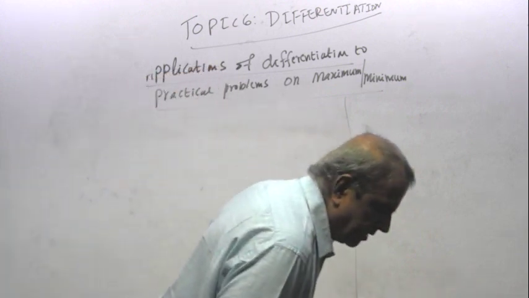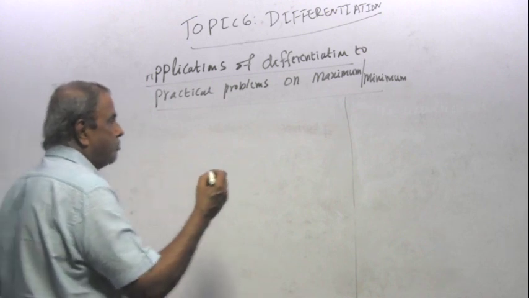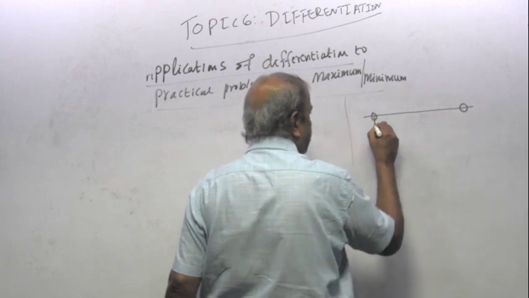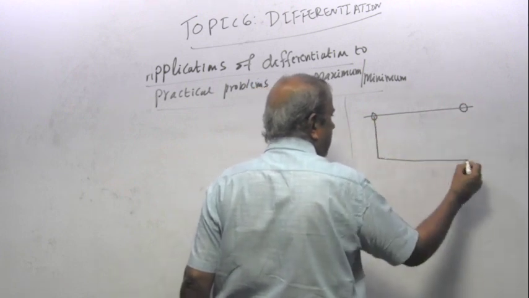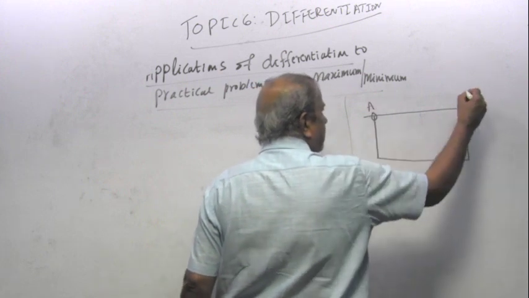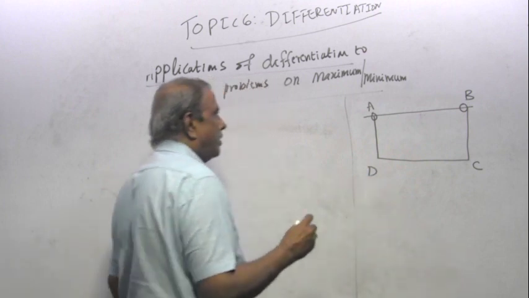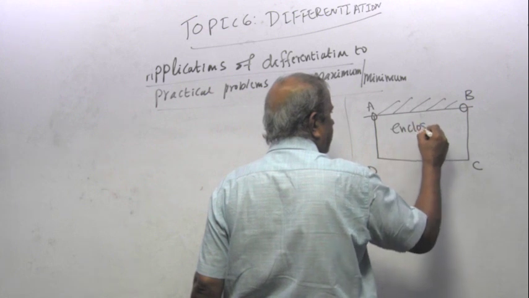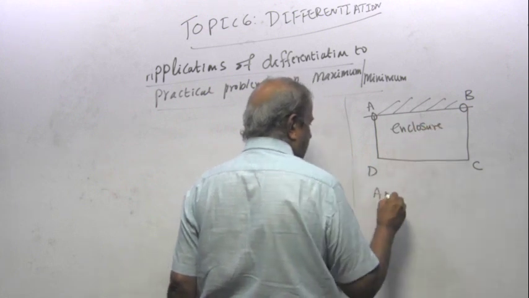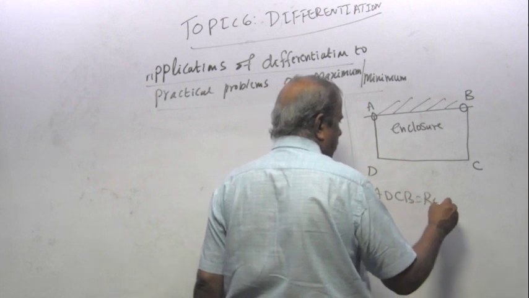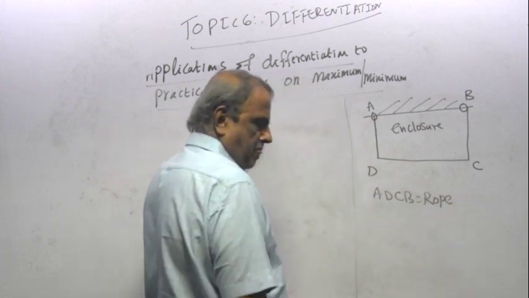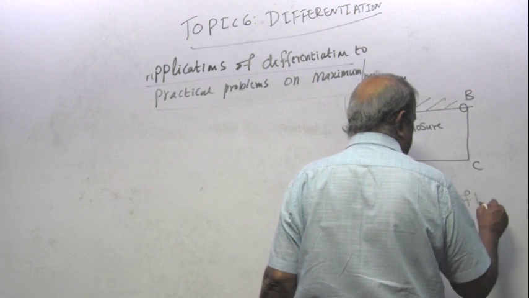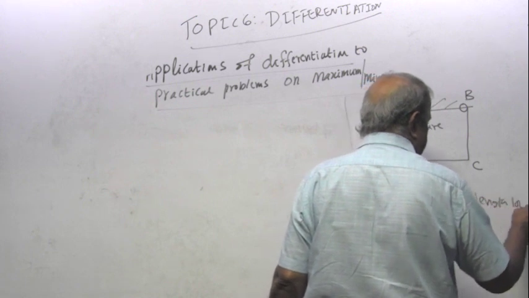All right. I'll just do one more question. This is a diagram. That's a wall. That's an enclosure. And ABCB is a rope of length 400 meters. Let's say 100 meters.